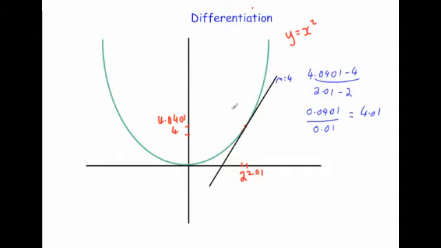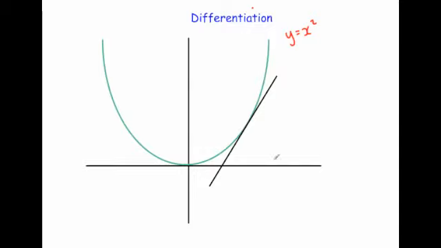So let's do it for any point on this curve. I'm going to choose a particular point and call it x across. Its height would be x squared. I'm going to choose a point across a tiny amount, let's call that tiny amount h. So if I go across that tiny amount h, it would be x plus h.